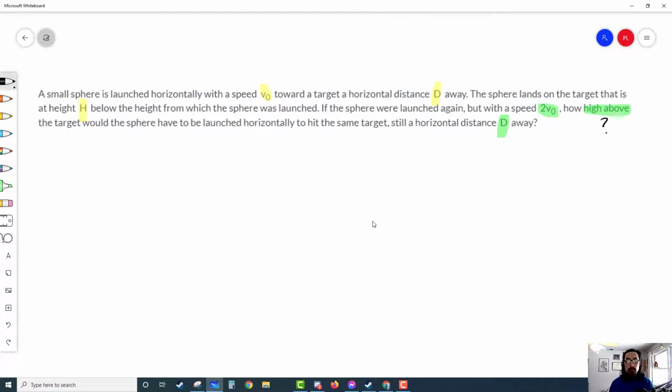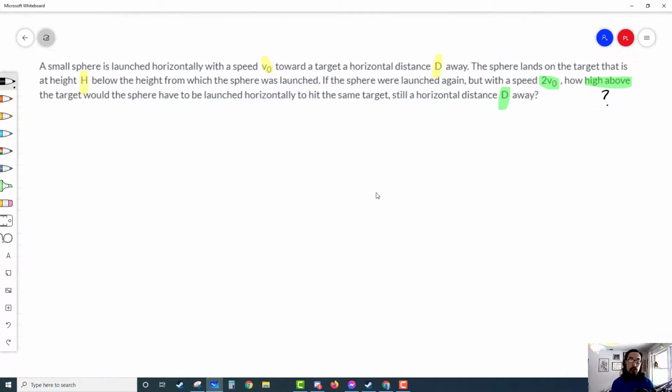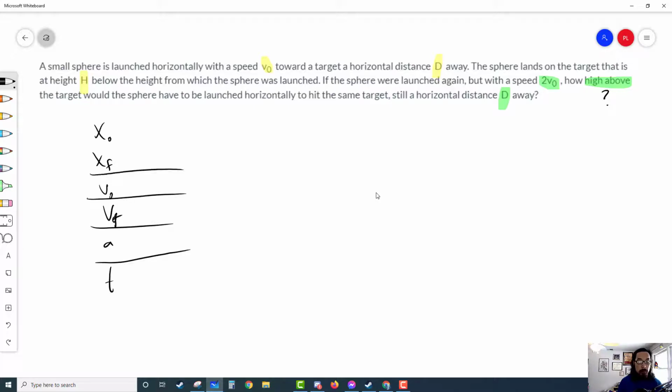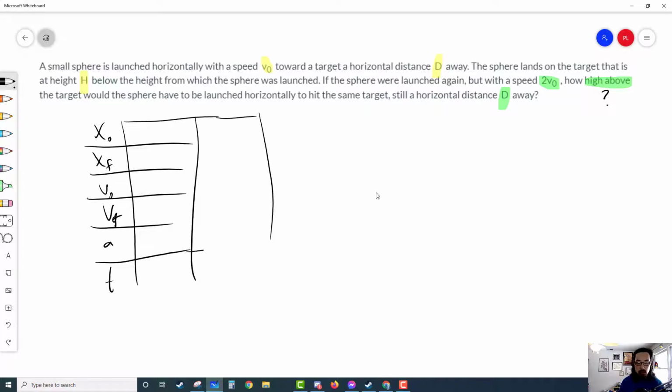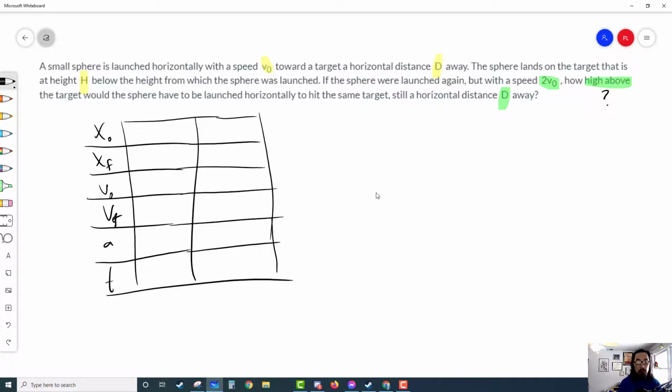Once again, I'm going to create a chart just so I can organize my variables here. So we have XO, XF, VO, VF, A, and T. Because we are dealing with horizontal and vertical motion, I'm going to create 2 charts, an X chart and a Y chart, because this is a projectile motion problem. So this is my X and this is my Y.